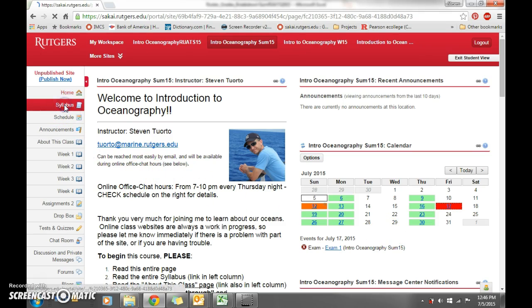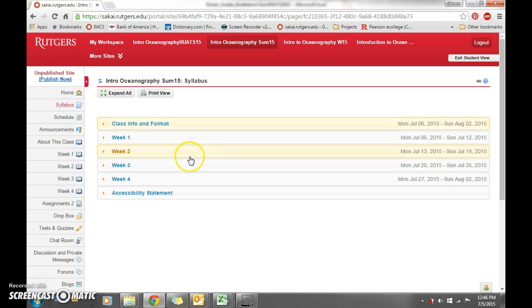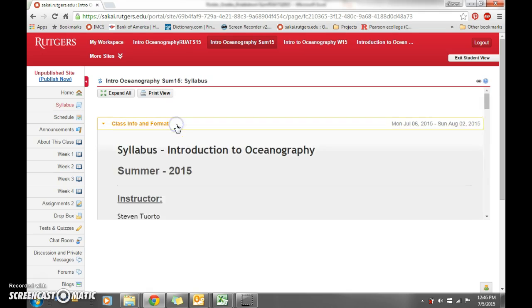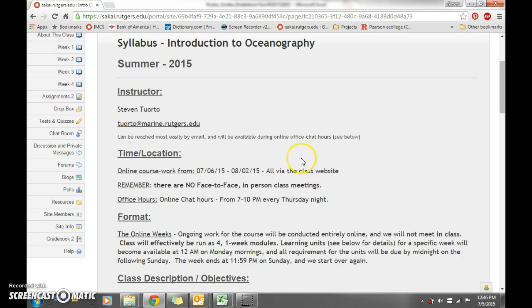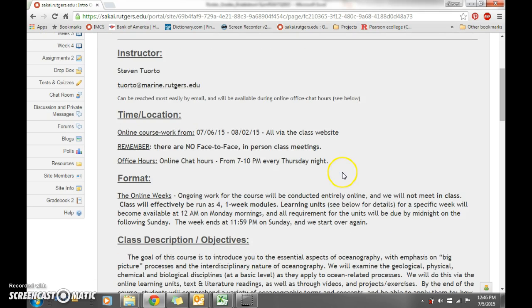All right, so let's go and take a quick look at the syllabus. The syllabus on Sakai is now broken down into these interactive tabs, which is kind of neat. You can click one and expand it, or you can expand all of them at once. Here's the information I gave you already.